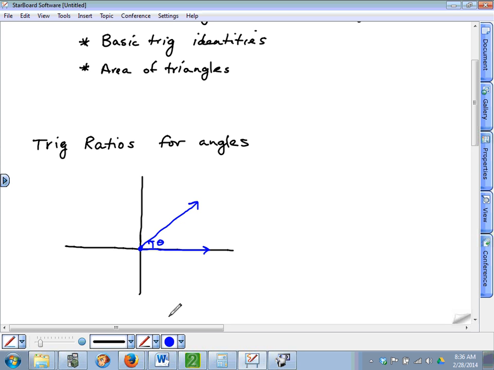Now, even though we aren't going to be using triangles in this lesson, we're going to make use of triangles for right now just to define the trig ratios for angles. What we first need to do, though, is find a point on the terminal side. So put a point right there. And let's call that point P, and its location is x comma y.